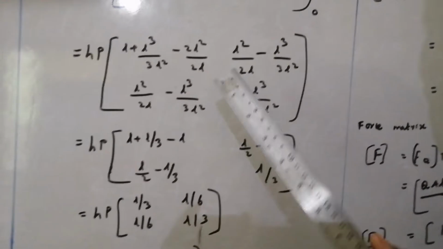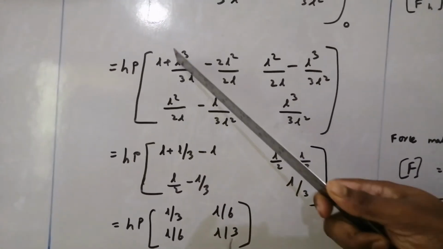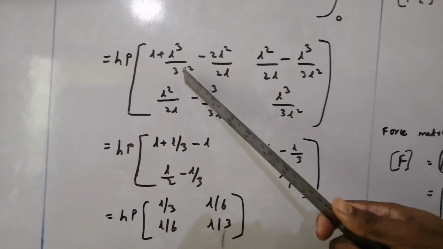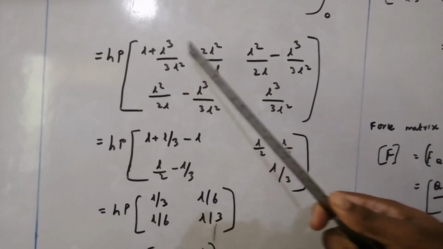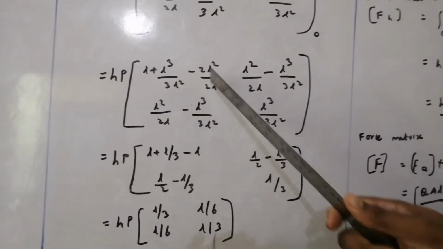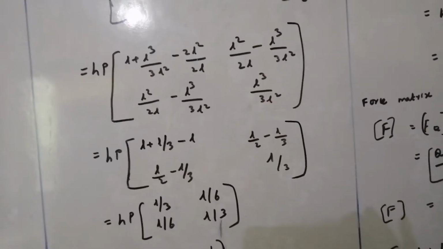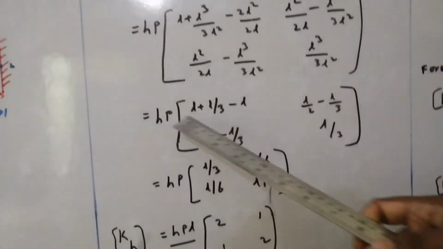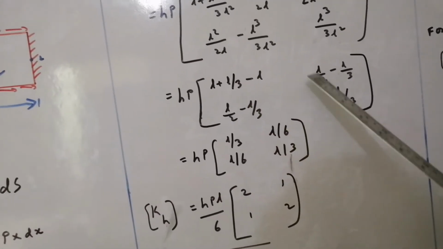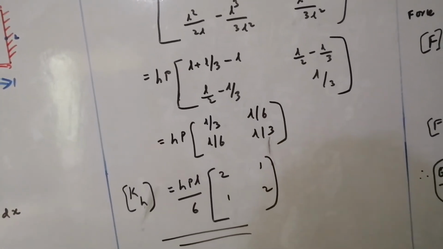And while going through these things, we can see that L cube is in here, L square is in here. So we can cut it and we will get only L by 3 in here. Similarly, L square is in here, L is here. So while going through, and 2 is here, 2 is here, we will get L in here and goes on. And we will get it as hPL plus L by 3 minus L by 2 minus L by 3, L by 2 minus L by 3 and L by 3.